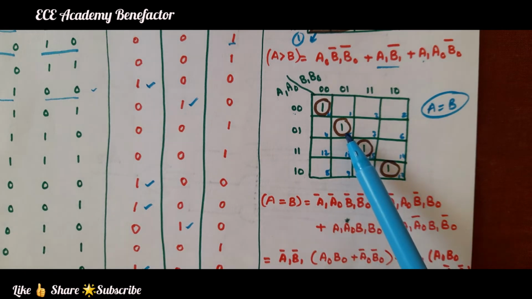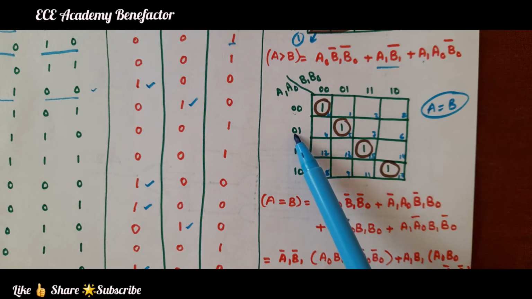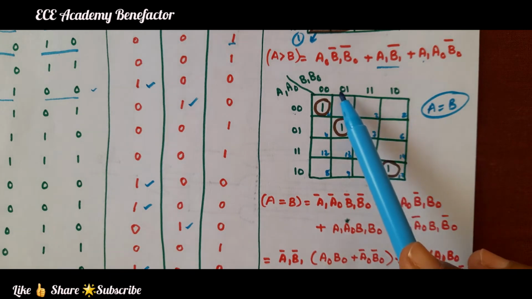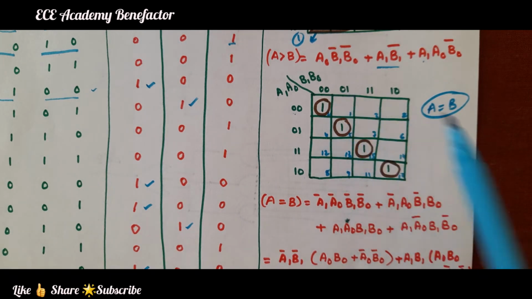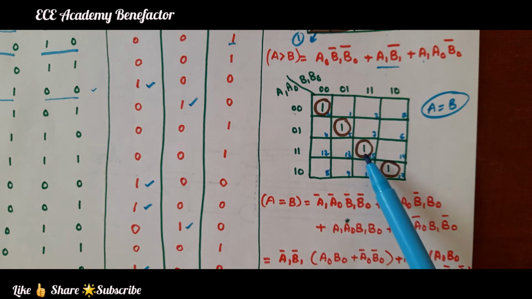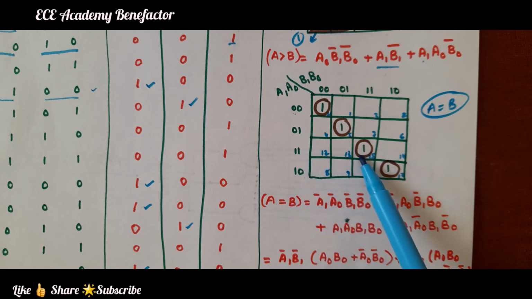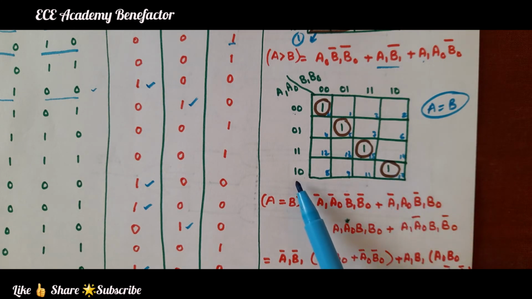Now for the second one, what is that? 0 1 0 1 means A1 bar A0, B1 bar B0. For the next term it is A1 A0, B1 B0. For the last one it is A1 A0 bar, B1 B0 bar. We are getting these 4 terms.